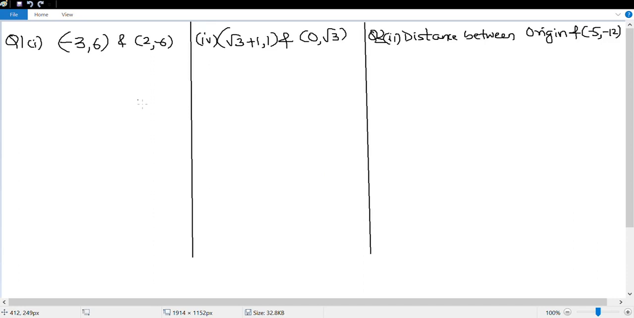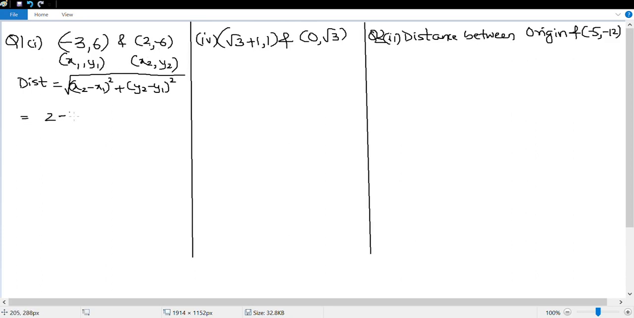So the first pair, this is part 1, and this is -3, 6 and 2, -6. So here let me take this as x1, y1 and let me take this as x2, y2. So we know distance will be equal to the square root of x2 minus x1 whole square plus y2 minus y1 whole square. So let's look at this. In this case, x2 is 2, so 2 minus -3 whole square plus -6 minus 6 whole square and the square root of this.